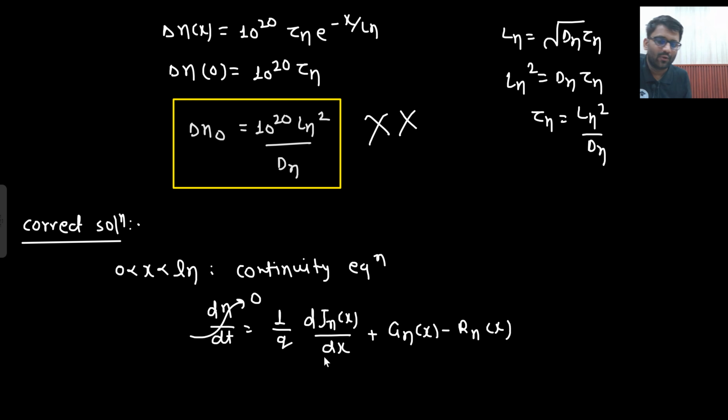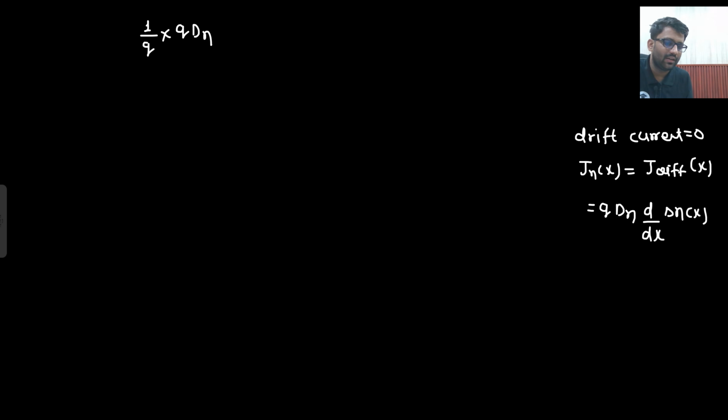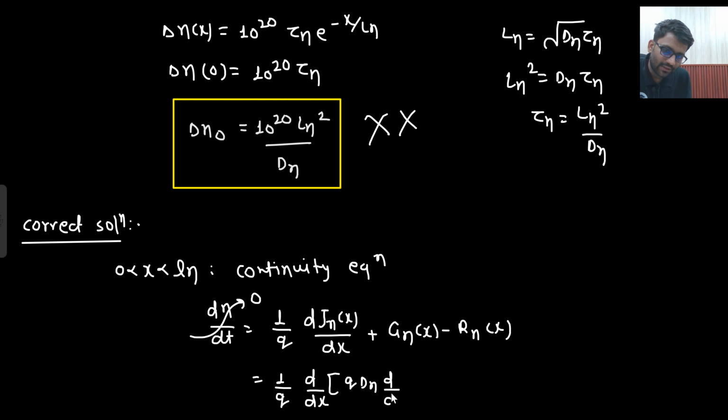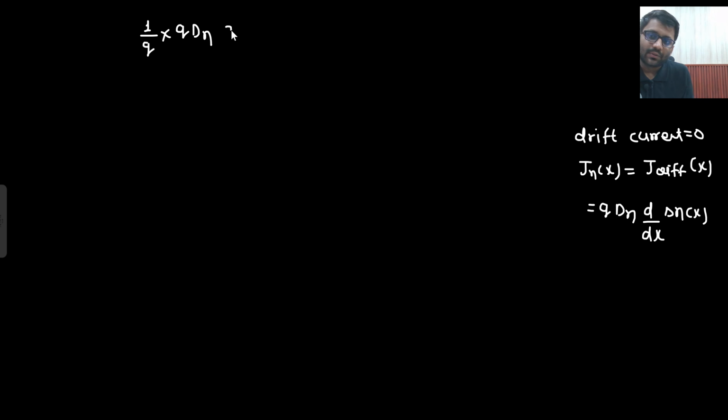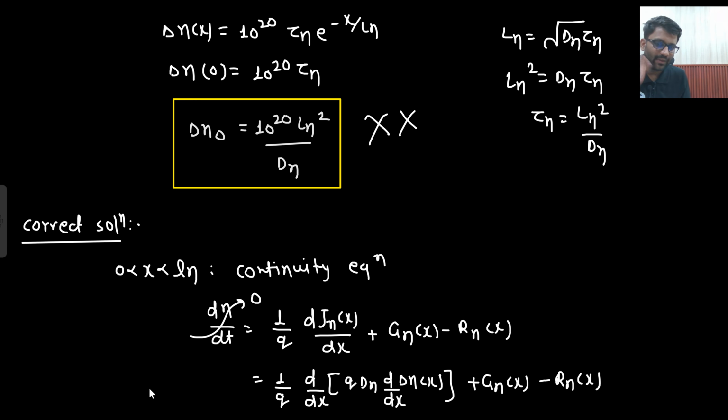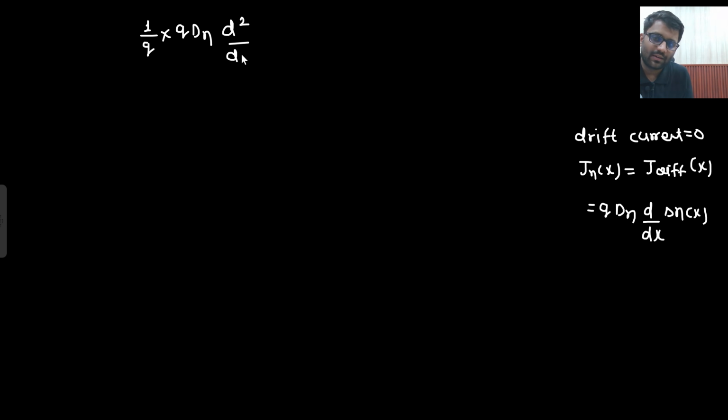Now basically I hope you are able to understand what we are doing. 1 by q d by dx. I am putting the value of Jnx. What is the value of Jnx? That is q into Dn d by dx of delta Nx, plus generation rate minus recombination rate. I hope you have understood what I have done. Okay. So now q into Dn is a constant part that will come outward. So d square by dx square of delta Nx plus generation rate minus recombination rate.